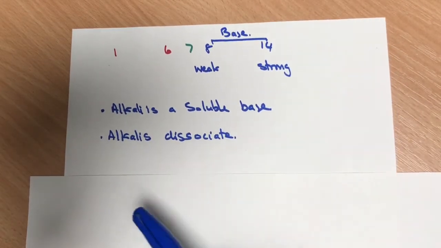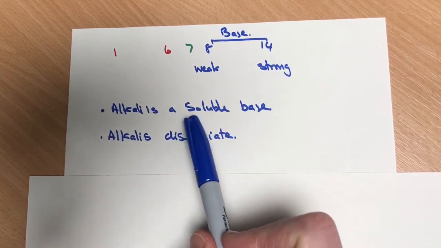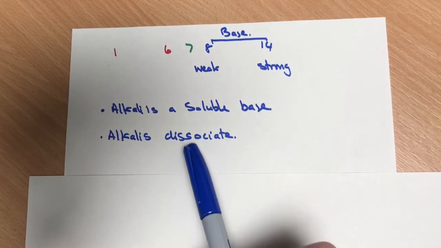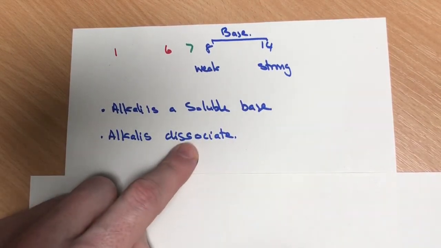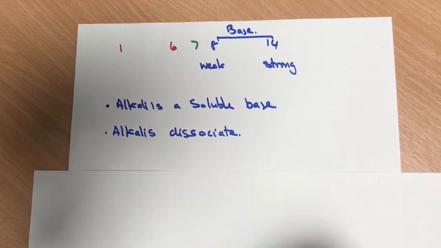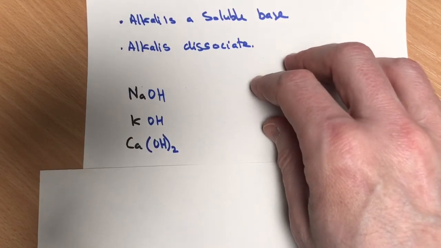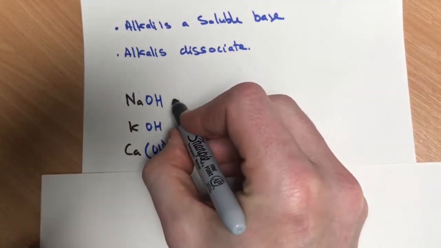Okay. Alongside this, we need to remember that an alkali is a soluble base. So this would also be in this range, and alkalis dissociate in the same way that we talked about acids. All this means is they can split into ions. So here's some examples to illustrate that. Okay, I've got 3 alkalis here, and let's just show you how these will dissociate.